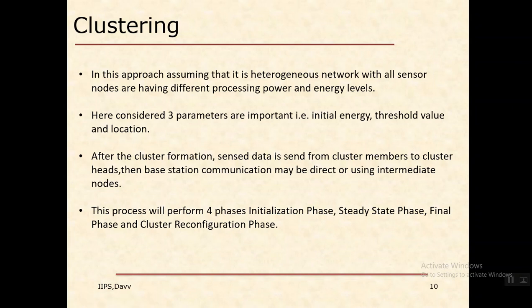Clustering. In this approach, we are assuming that we have a heterogeneous network of sensor nodes, having different processing power and energy levels. Here three key parameters are taken into consideration: initial energy, threshold value, and location. After the cluster formation, before which there are many steps, the deployed nodes which have high initial energy and processing power are selected, and the cluster head is selected according to the location.